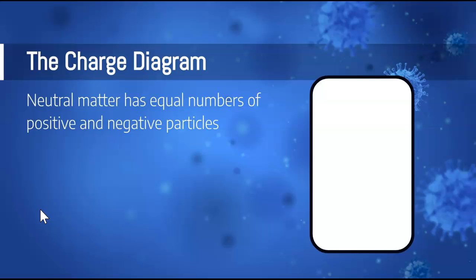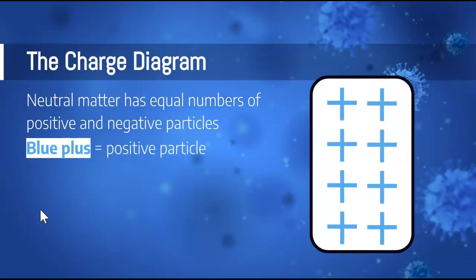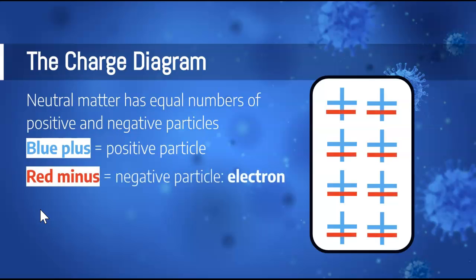Now, a neutral object, so an object that has no charge, will actually have an equal number of positive and negative particles. So in the diagram we have here on the right, we've got a blue plus sign representing positive particles, and then a red minus sign that represents negative particles. Now, what we learned in the demonstration is that those negative particles are called electrons. Right? Now, if we look at the number of positive charges and negative charges in this diagram, we'll see we've got 8 blue pluses, which add up to positive 8, and we have 8 red minuses that add up to negative 8, and combined, they add up to a total charge of 0.